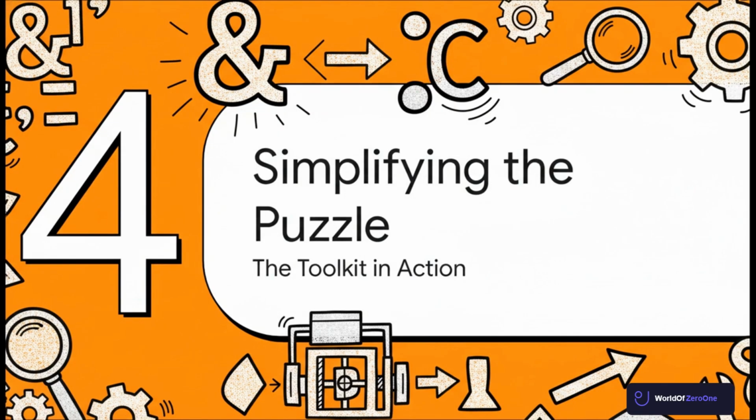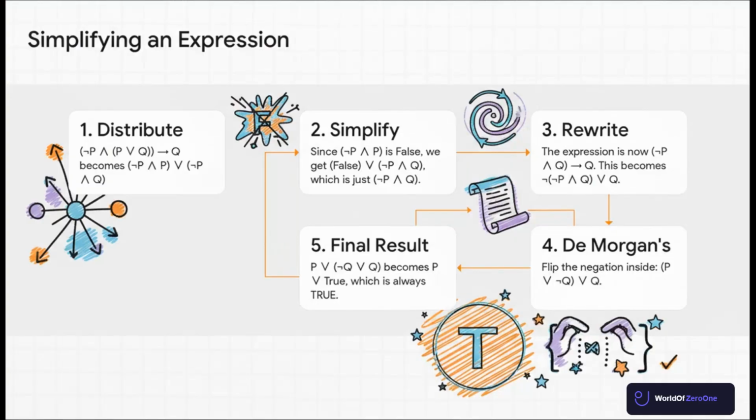Okay, so we've got our tools. Now let's put them to work. We're going to use what's called the simplification method to take a brand new expression and just transform it step by step until we get to its simplest form. Let's walk through this one together. We start with (not P and P) or Q implies Q.